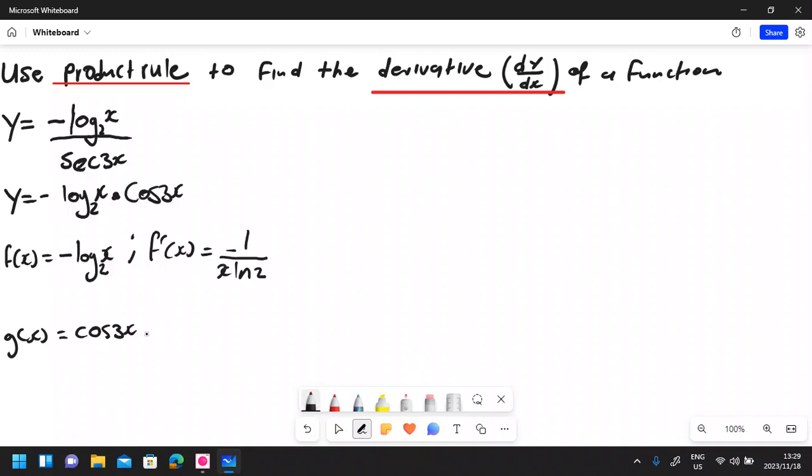What about when we differentiate g of x? So remember, it's going to be g of x prime.